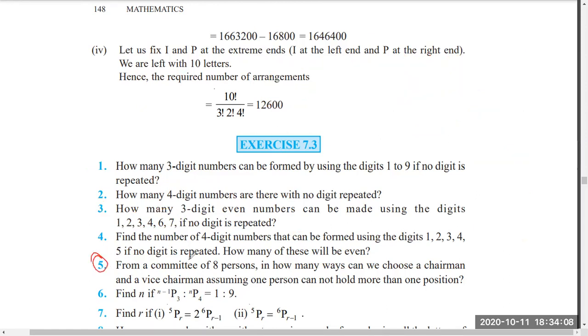Question number 5. From a committee of 8 persons, in how many ways can we choose a chairman and vice chairman, assuming one person cannot hold more than one position? Okay. So 8 factorial by 6 factorial. They said, a committee of 8 persons, in how many ways can we choose a chairman and a vice chairman, assuming one person cannot hold more than one position. Again, I'm giving you another chance.